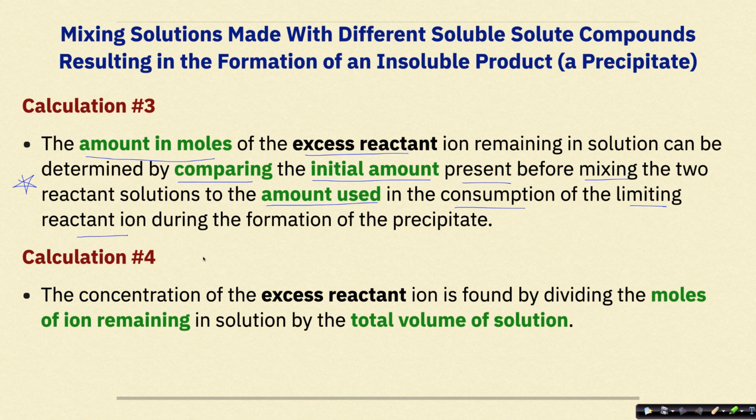Then, once you have this difference in moles before it reacted and moles after it reacted of this ion in excess, we're going to find the concentration, the molarity, of the excess reactant ion by dividing the moles of ion remaining in solution by the total volume of solution. So calculation 3 and calculation 4 can be a little difficult until you see it in action, and I'm going to start doing that right now.